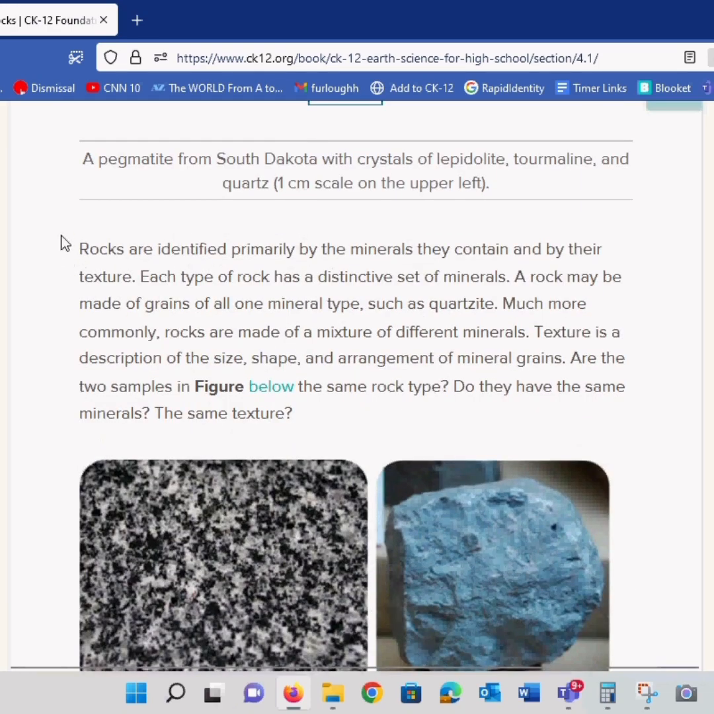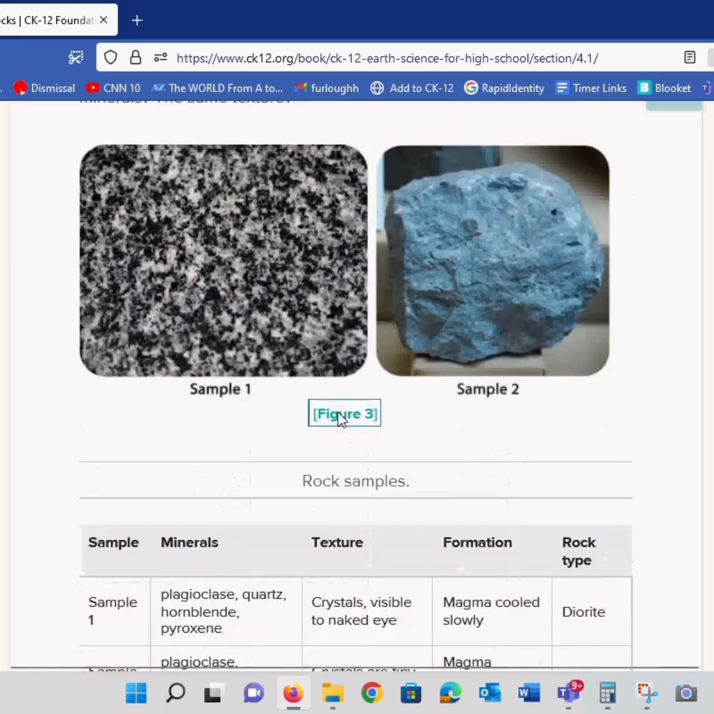Rocks are identified primarily by the minerals they contain and by their texture. Each type of rock has a distinctive set of minerals. A rock may be made of grains of all one mineral type, such as quartzite. Much more commonly, rocks are made of a mixture of different minerals. Texture is a description of size, shape, and arrangement of the mineral grains. Are the two samples in the figure below the same rock type? Do they have the same minerals, the same texture?